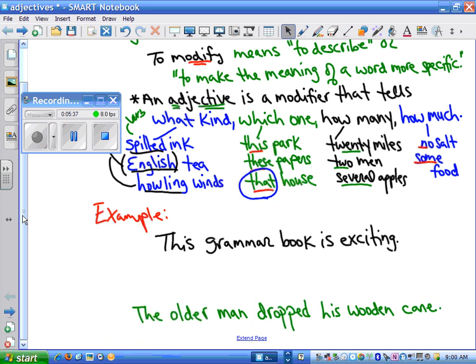Let's take a look at our example sentences. The first one: this grammar book is exciting. This grammar book is exciting. I'm sure you've seen the adjectives in this sentence. You've probably identified, before I can, all 3 of them. Yes, there are 3 of them. Okay? So the noun being described, let's start there. The noun being described is book. Okay? So we want to think about the 3 words working to describe book.